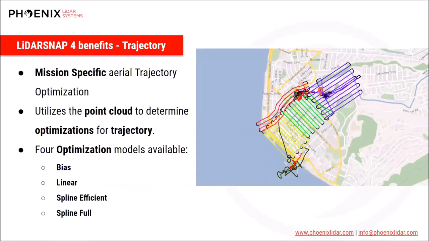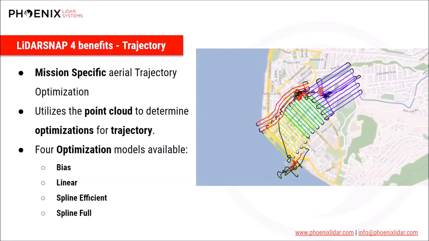We're also able to optimize our trajectory through 4 different optimization models: bias, linear, spline efficient, and full. They utilize different algorithms and have slightly different applications, where linear would be very helpful for long helicopter missions, and spline efficient for very quick UAV type missions. But we can get into that in a future webinar, or you can also visit our website and check out some of our Spatial Explorer 6 videos, and also visit our user manual online, which explains these a little bit more in detail.